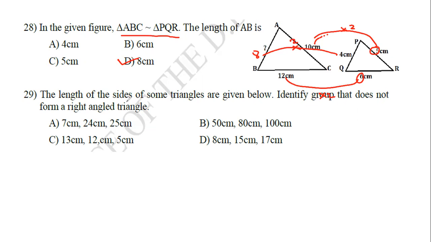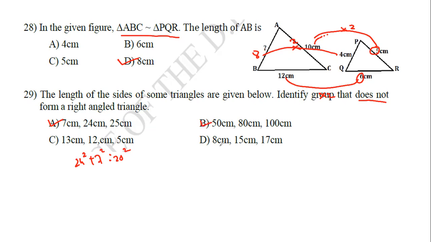Option D is correct. Next, the lengths of the sides of some triangles are given below. Identify the group that does not form a right angled triangle. Observe here, that does not form a right angled triangle. So this one is a Pythagoras triplet. We know this one. So 24 square plus 7 square is equal to 25 square. This is the standard form as we know.